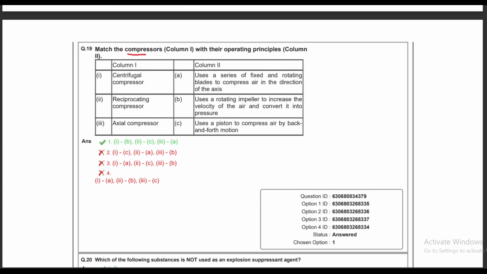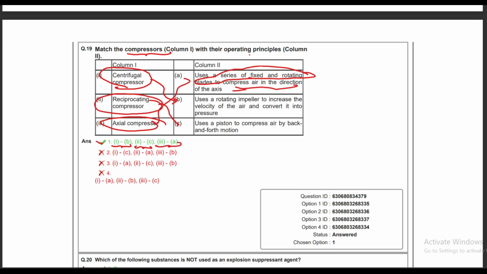In the next question, match the compressors with their operating principles. In the first column, one is the centrifugal compressor. In its operating principle, rotating impellers are used to increase the velocity of the air and convert it into pressure. So the correct match is option B. Clear? Second is the reciprocating compressor. In this, a piston is used to compress air by back and forth motion. So the correct answer is option C. And the last one, axial compressor. In this, a series of fixed and rotating blades are used to compress air in the direction of the axis. So the first option is the correct answer.